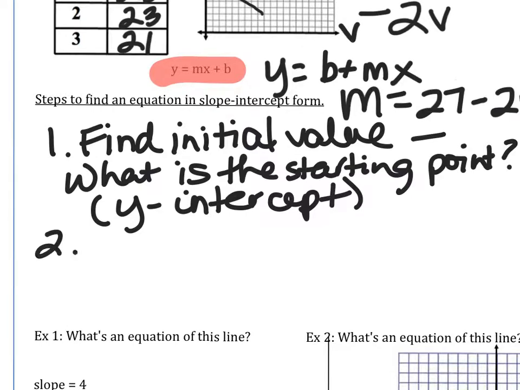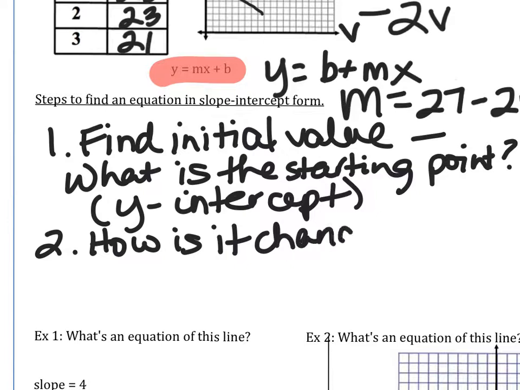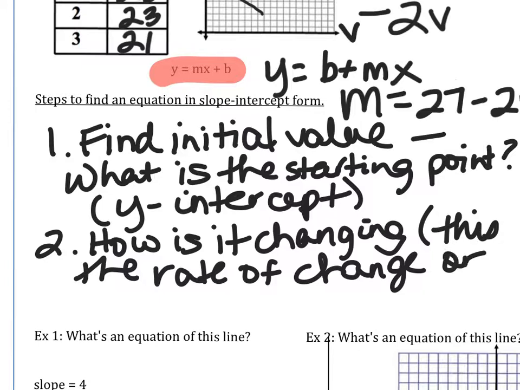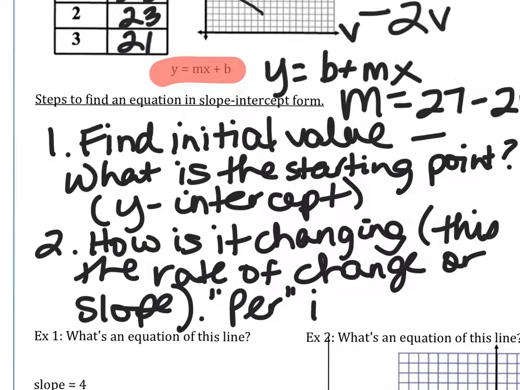The second thing you do is figure out how is the situation changing. We call this the rate of change, or the slope. Okay? And remember that the word per is important. That it's $12 per person. It's 6 days per week. Okay? So remember to include that.